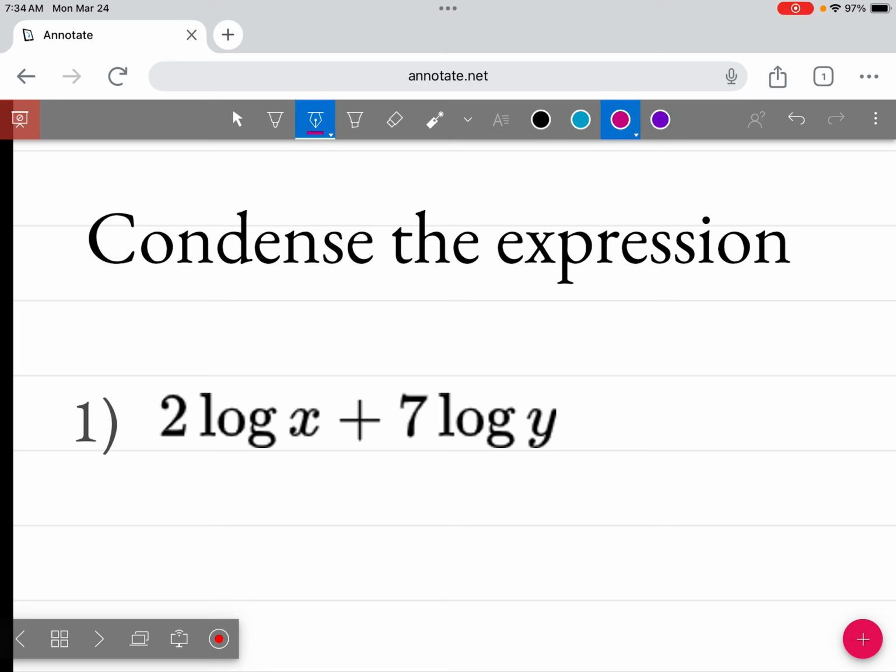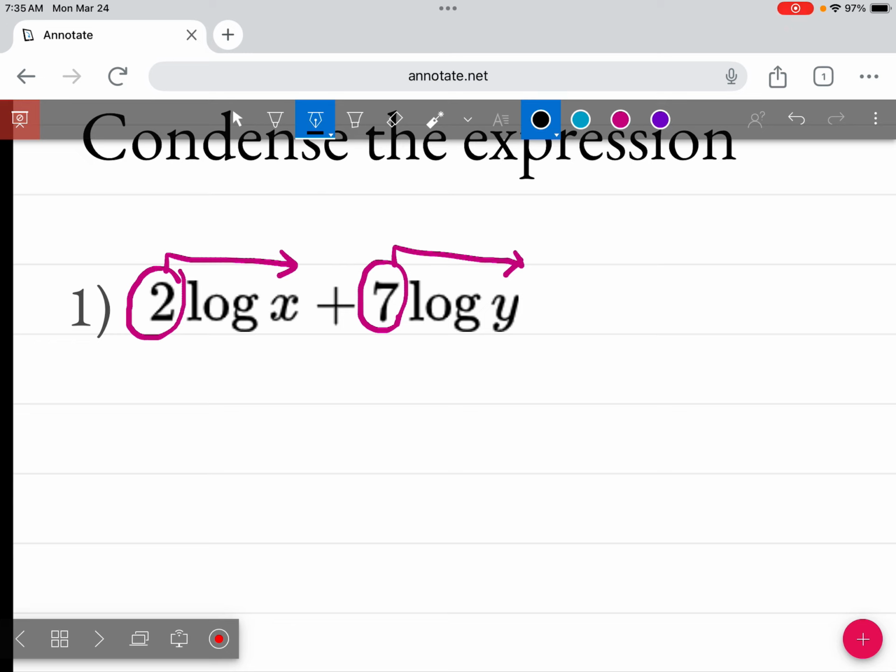So I'm going to find any place we have a coefficient. I've got this 2 out in front. It's going to go up and become a power on the x. This 7 out in front is going to go up and become a power on the y. So when I rewrite this for the first time, we're going to have log, same base as the one we had above, so it's just going to be that common log, base 10 of x squared plus log of y to the 7th. So the coefficients, the numbers in front, go up and become powers.